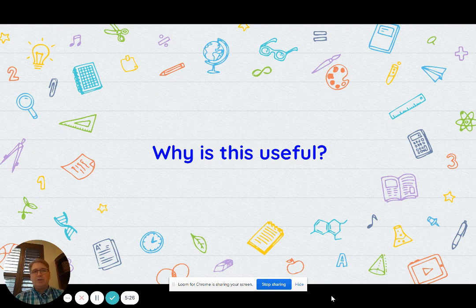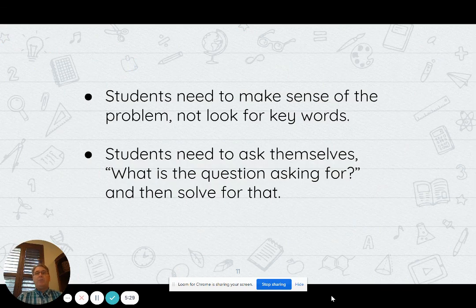So again, in conclusion, why is this useful? Well, moms and dads, we want students to make sense of the problem, not look for keywords. We want our students to ask themselves, what is the question asking for, and solve for that, to make sense of the problem, not just do something rote and not think about what it is that they're doing.